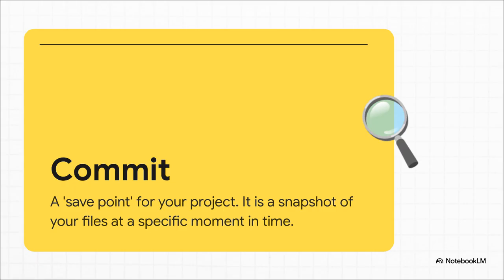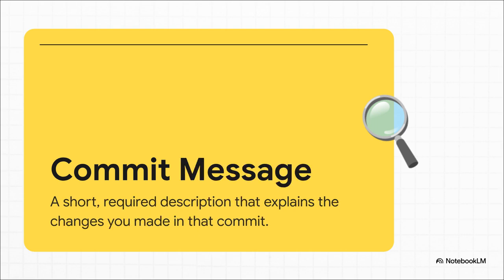This is the magic that lets you track all your changes and even go back in time if you ever mess something up. And every save point needs a name, right? That's your commit message. It's just a short, required note that explains what you changed. Writing good messages is a skill in itself. They're like little notes to your future self or your teammates explaining why you made a change. Super, super important for working with others.